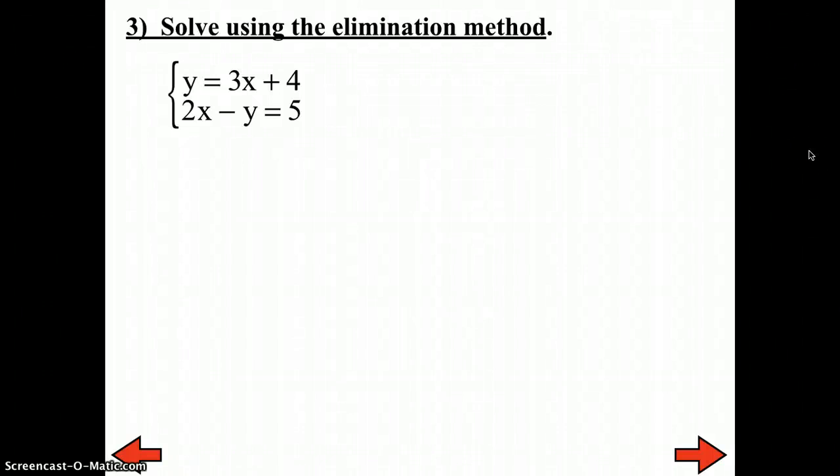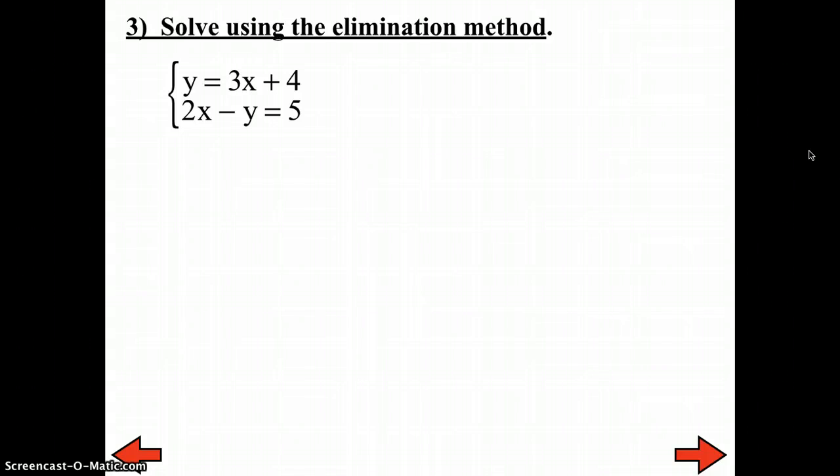So let's look at our next example. It says solve using the elimination method. I have y equals 3x plus 4 and 2x minus y equals 5. I know that the first step is usually to stack them underneath one another, but there's a problem here. They are not in the same form, so even if we do stack them, it will do us no good.